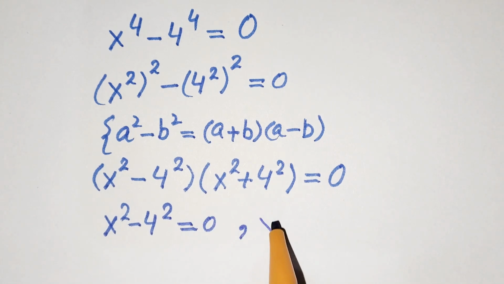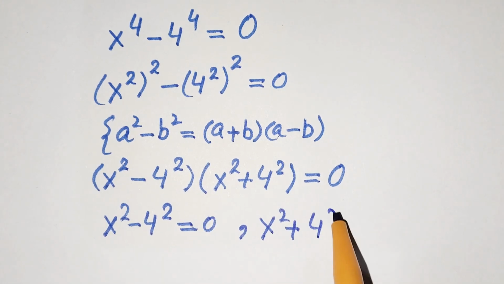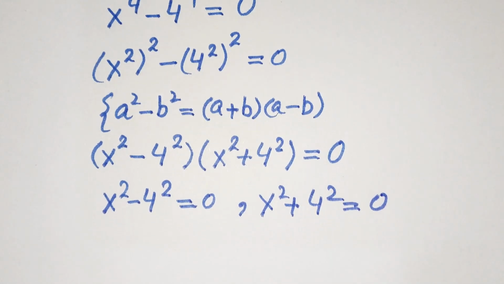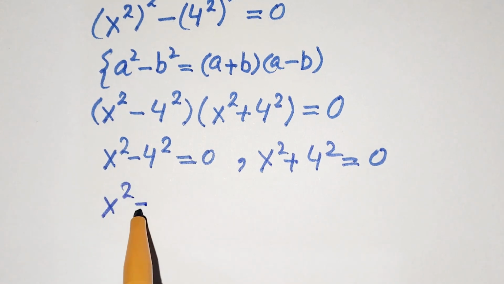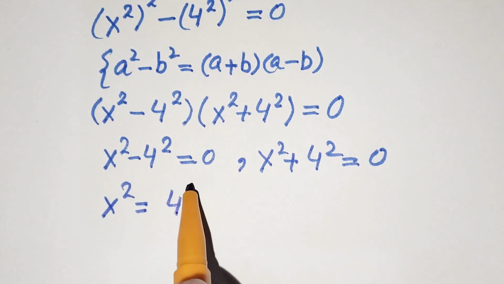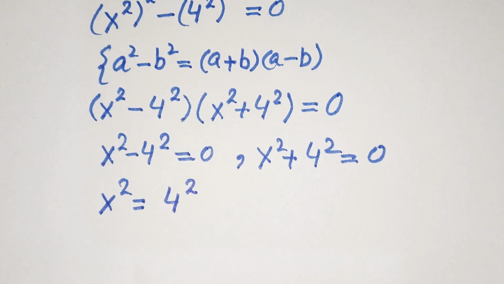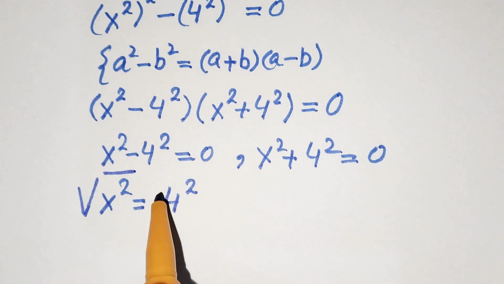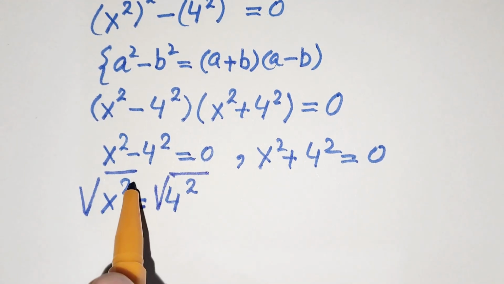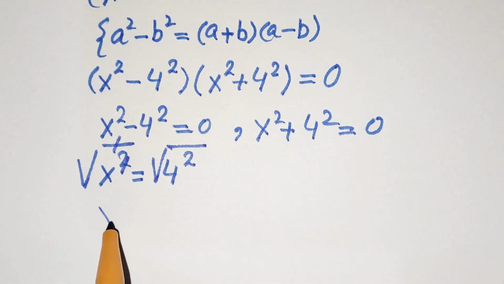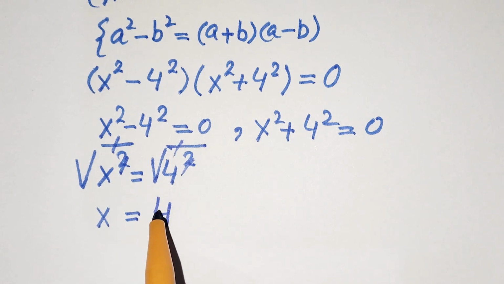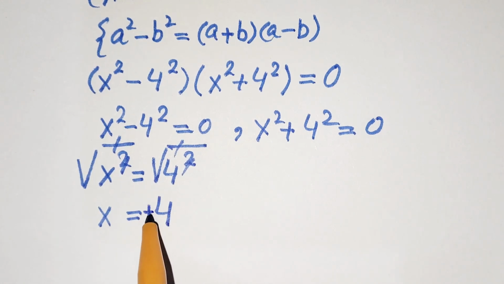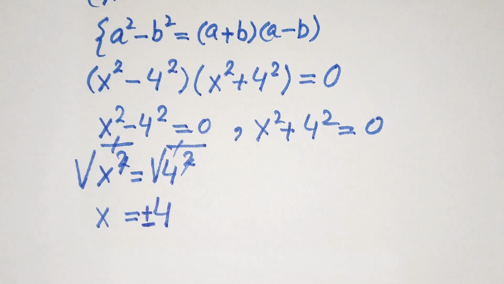So there are two cases: x square minus 4 square is equal to 0, and x square plus 4 square is equal to 0. Now we are going to find x square minus 4 square. Shifting 4 square to the right hand side, we get x square equals 4 square. Then taking the square root on both sides, the square root cancels the square, so x is equal to 4. We write x is equal to plus minus 4.